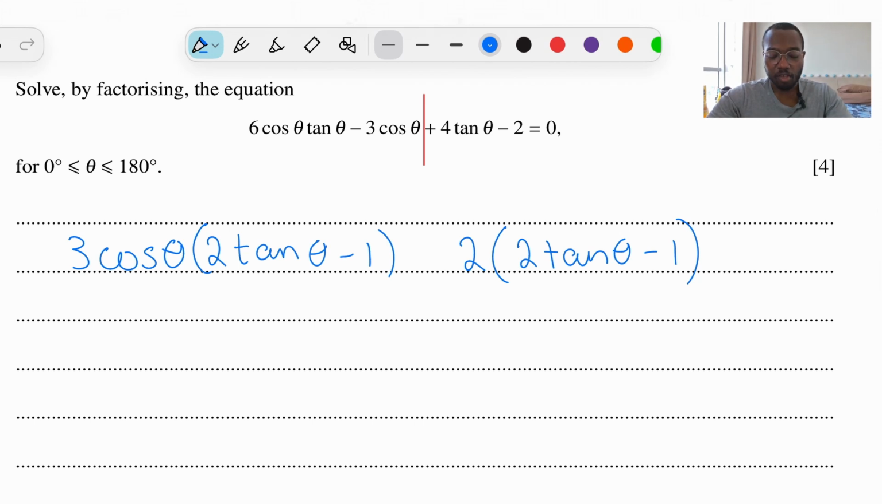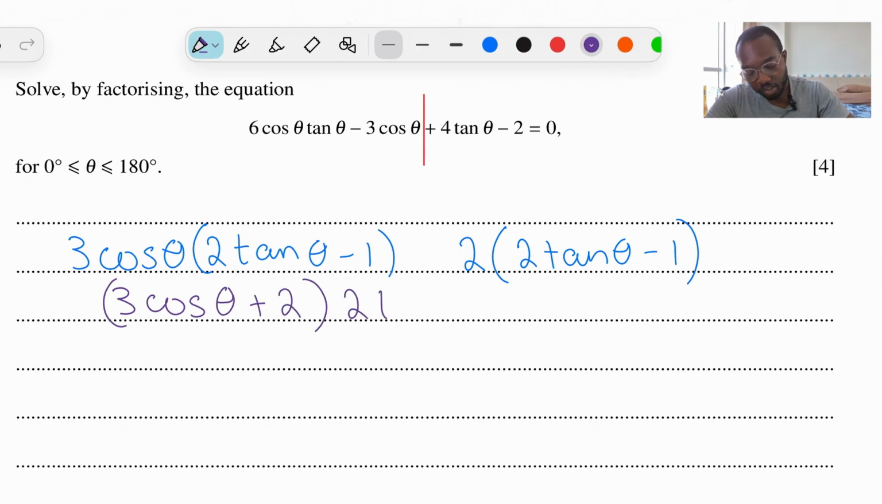So what does that mean? Well, that means that we have 3 cos theta lots of 2 tan theta minus 1, and then we also have 2 lots of 2 tan theta minus 1, which means that we can just join them together. Therefore, this now becomes 3 cos theta plus 2, and then the other bracket would be 2 tan theta minus 1, okay? So we've actually factorized it now, and this would equal 0. And just like that, we've been able to factorize it, okay?